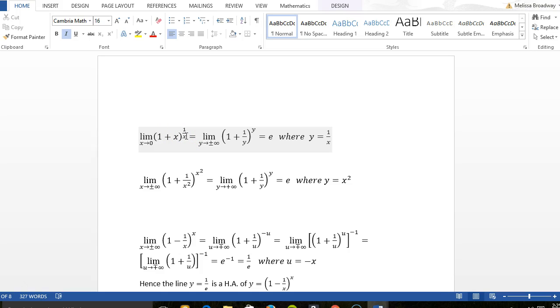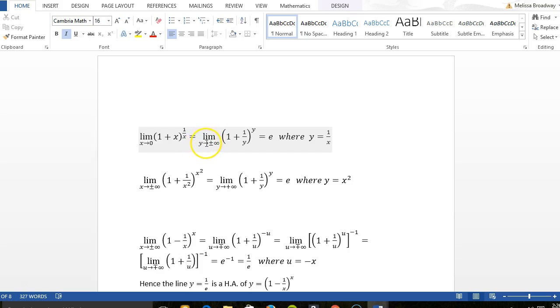Well, let's see. If x is going to 0 from either side, now here's the thing. Technically, if I let y equal 1 over x, it's a little bit troublesome because y could go to either infinity. So it better not matter which infinity y goes toward. Or if it matters, that means the limit doesn't exist.